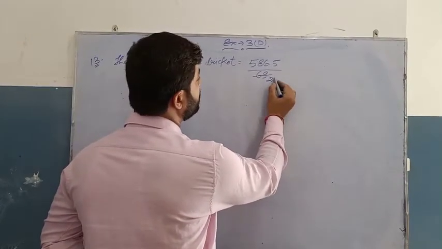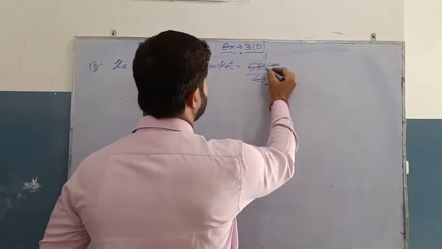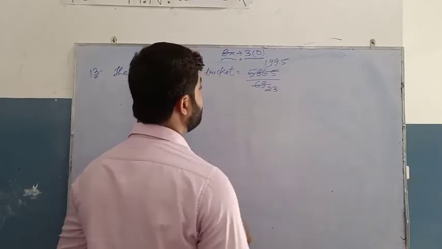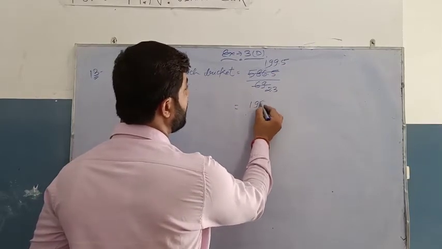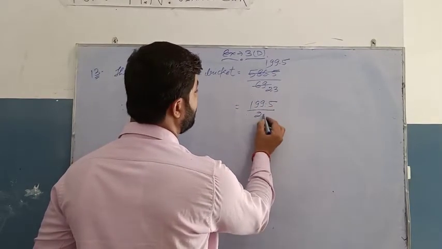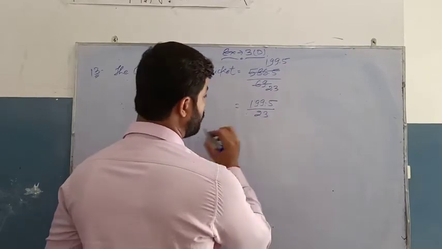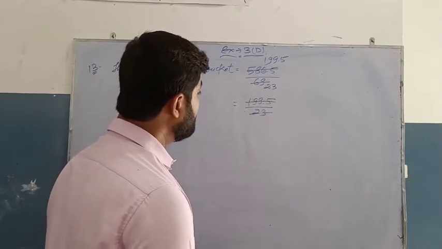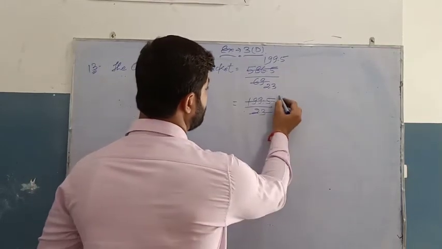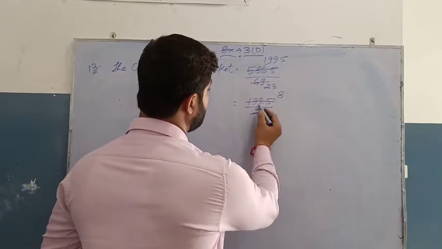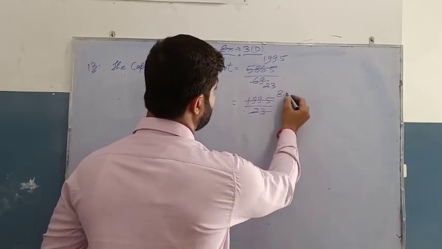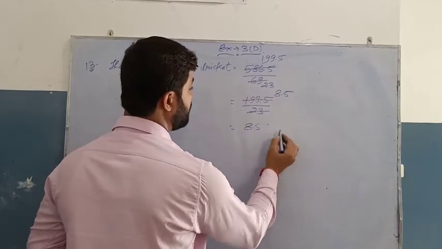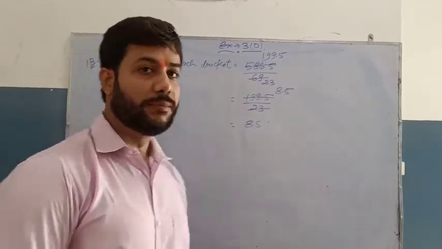Now we will divide it by 3. 3 twos are 6, 3 threes are 9, 3 ones are 3, 3 nines are 27, giving 199.5 divided by 23. Now 23 divides 199.5. So 23 eights are 184, and the remainder is 15.5. So 8.5 liters is the capacity of each bucket.